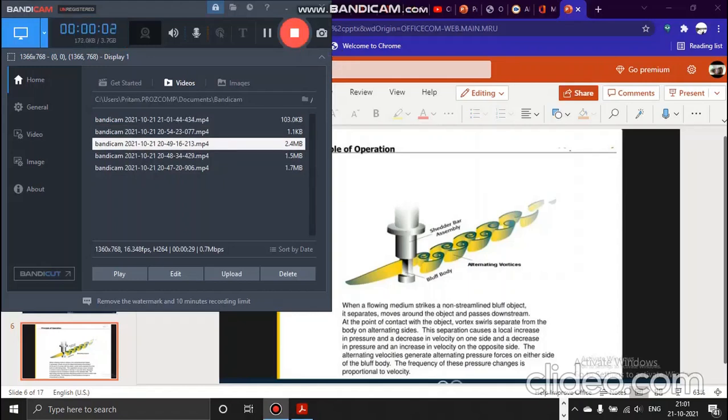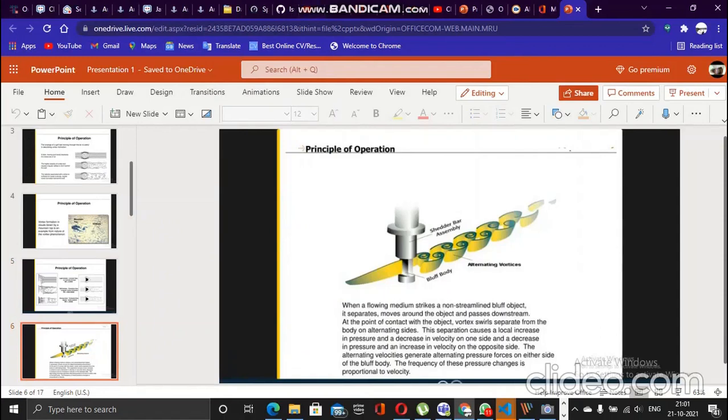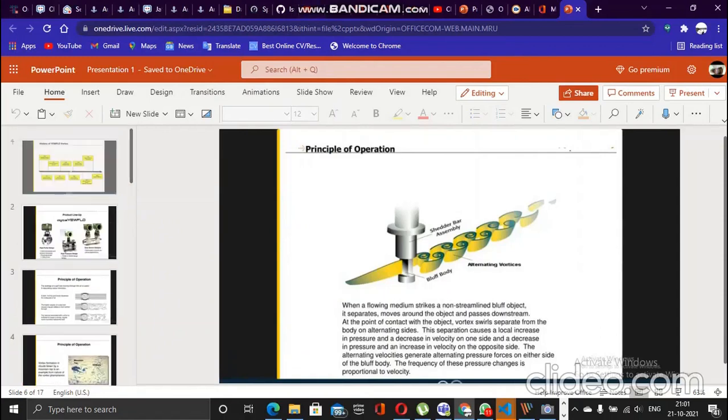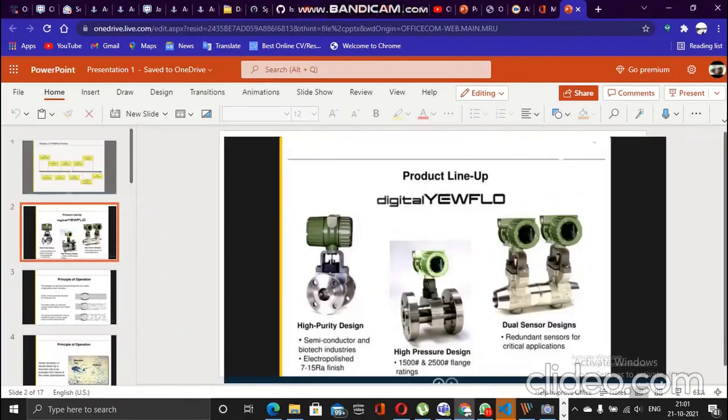So let's start the topic. Today we are going to discuss a new topic, and the topic's name is phenomena and the measurement of a flow rate by using a vortex flow meter. So we'll discuss the vortex flow meter here and how it is used in measuring the flow rate of a particular liquid.